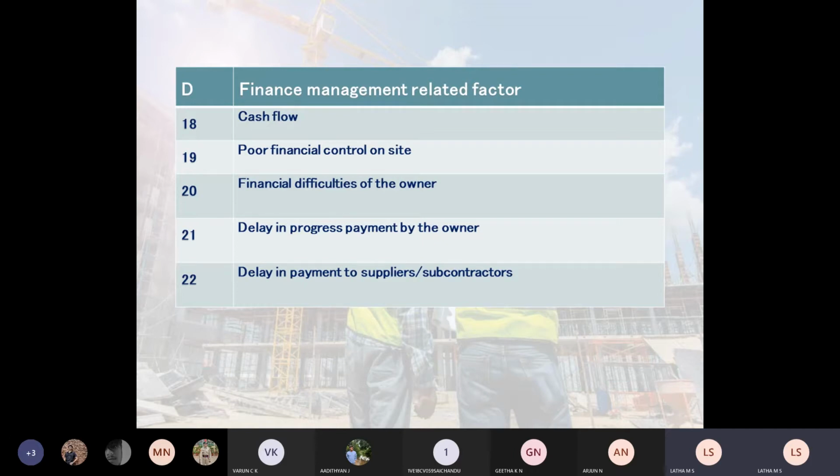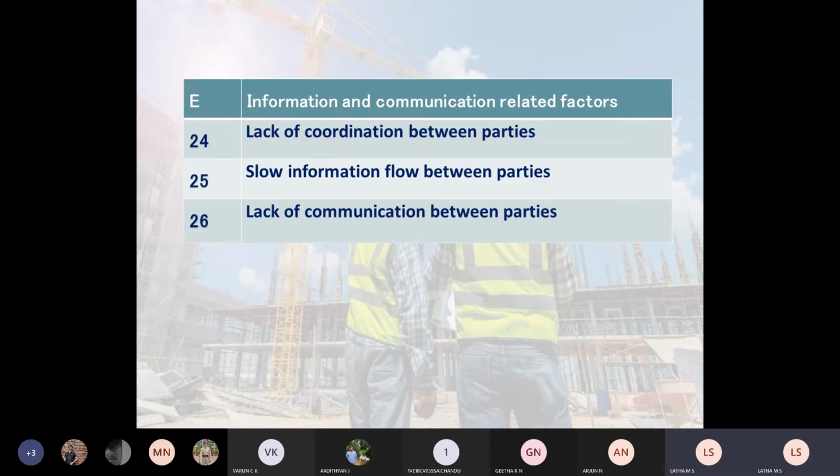Delay in progress payment by the owner. Yes, because the owner will give the construction work to the vendor, right? The vendor will start constructing. When the owner delays the flow of cash to the vendor, the complete construction will be delayed, along with payment to the suppliers or subcontractors. So it is all related, students. These are the major factors concerning the overrun of the project, or cost overrun.